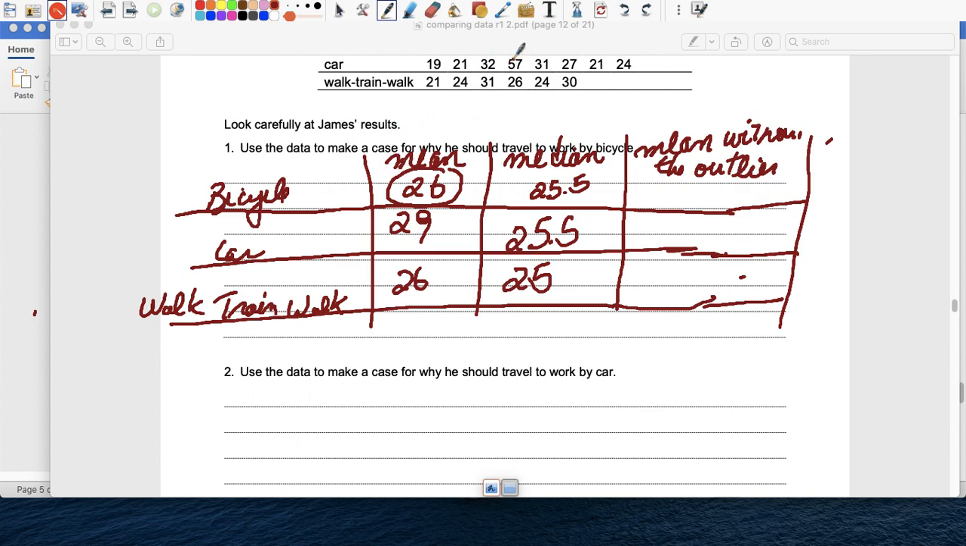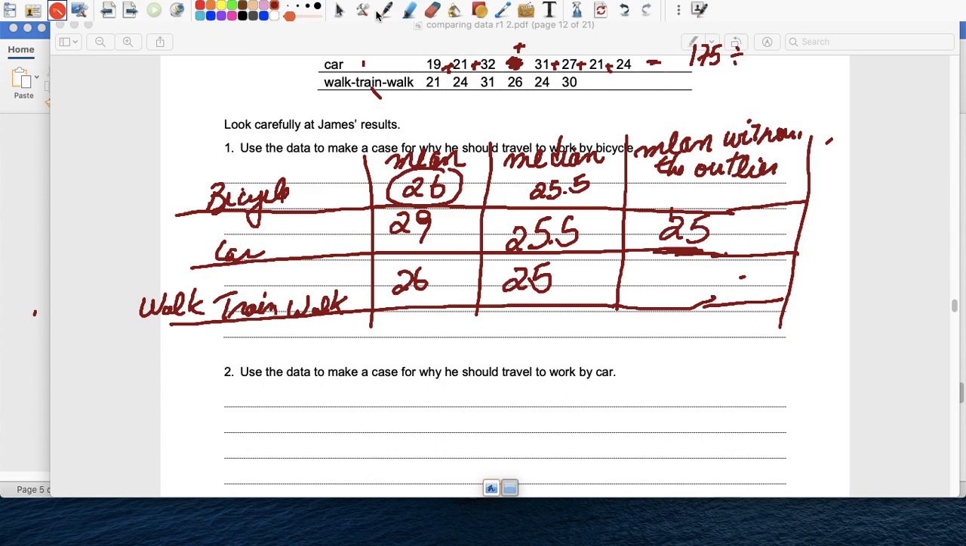So if you take this out, si le quitas esto, and you do 19 plus 21 plus 32 plus 31 plus 27 plus 21 plus 24, let's see what you get. Enter, you get 175. And then you divide by 1, 2, 3, 4, 5, 6, 7. Divide by 7. And you get 25. Look. El mean ha cambiado mucho, bajó mucho. Es el mejor de todos. The mean is the best of all of them.